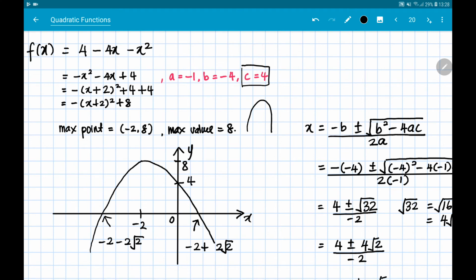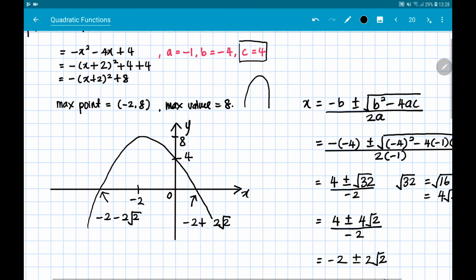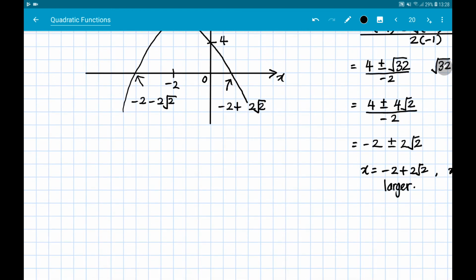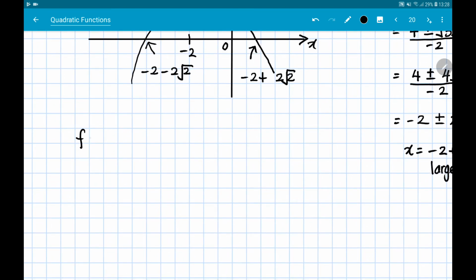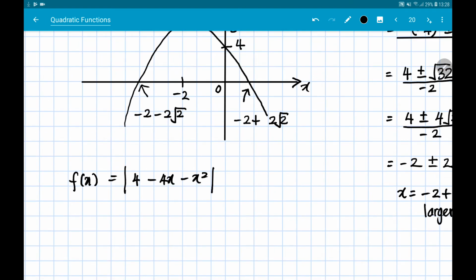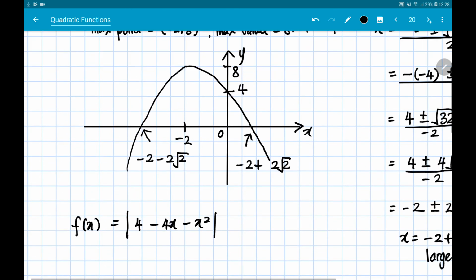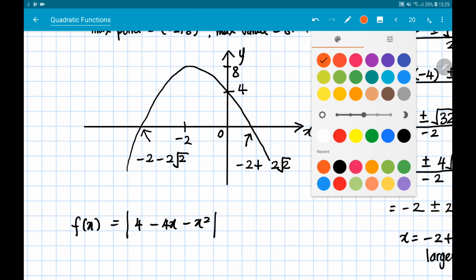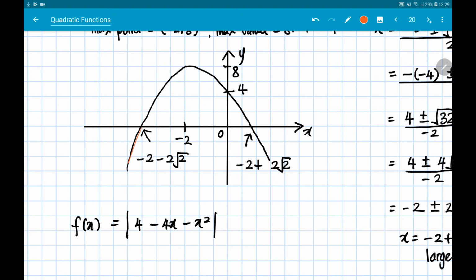But again, remember, when we are doing this quadratic, sometimes the function would be given a slightly different way. Sometimes the function may not just be 4 minus 4x minus x squared. There are times when you are asked to sketch a modulus function. So remember, the purpose of the modulus is to flip the graph, which means the graph cannot be drawn below the x-axis. Notice here that the parts of the graph that are located below the x-axis are here on the left and here on the right. So we will need to flip these two parts.